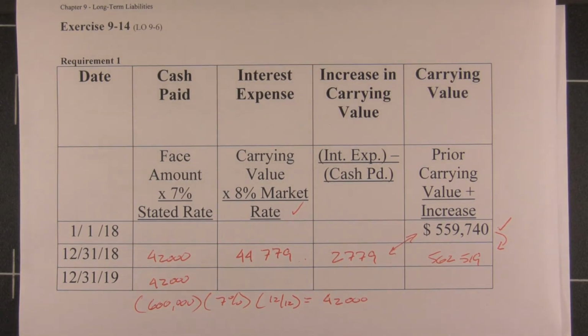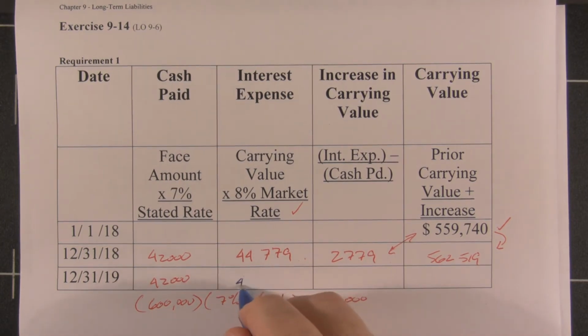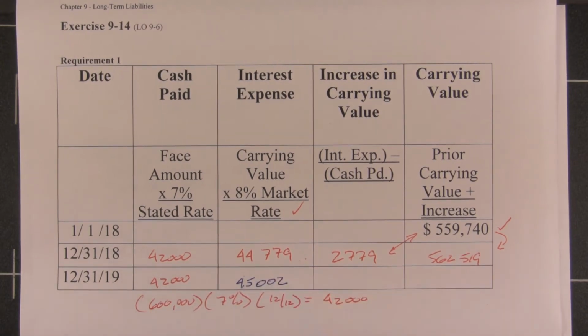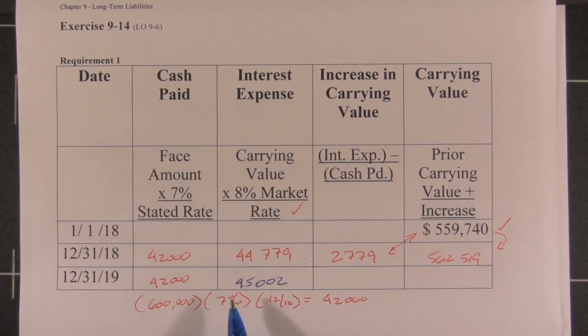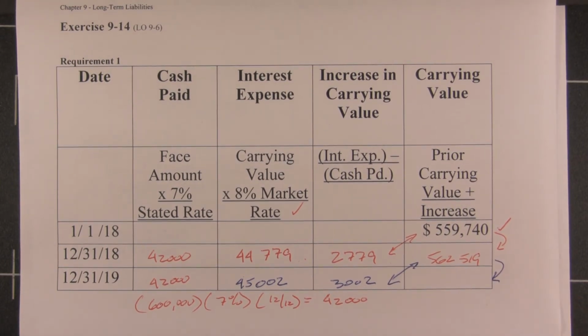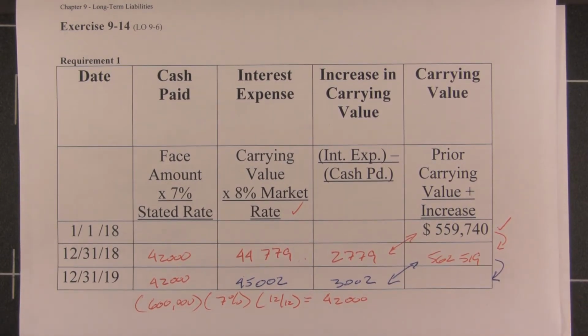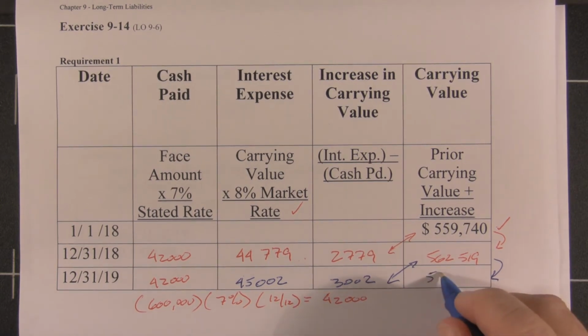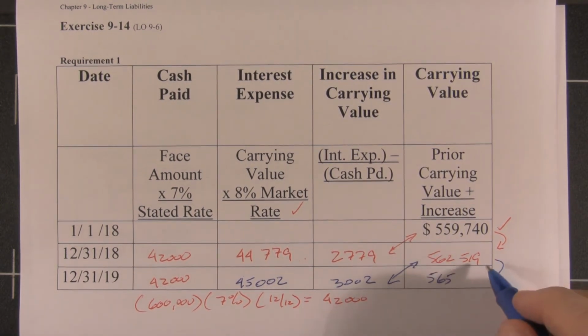Now we should be spending 8% of $562,519, and that's $45,002 and a few pennies. The difference between what we're sending out and what we should be sending out is $3,002. That gets added to our carrying value, and that gives us our new carrying value of $565,521.